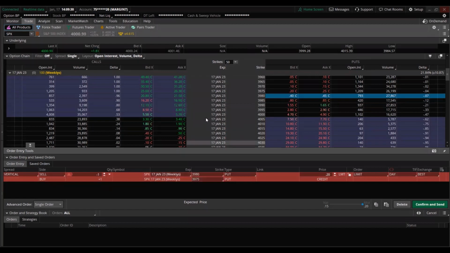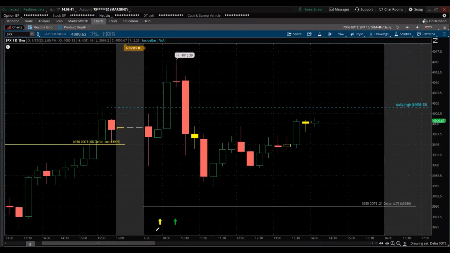Again, I'm not using this trading platform to trade my option spreads. I use Tastyworks, but I'm using this for charting. So my long went here. This was my, see this gray horizontal line.